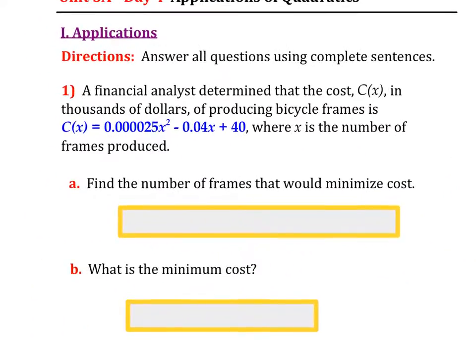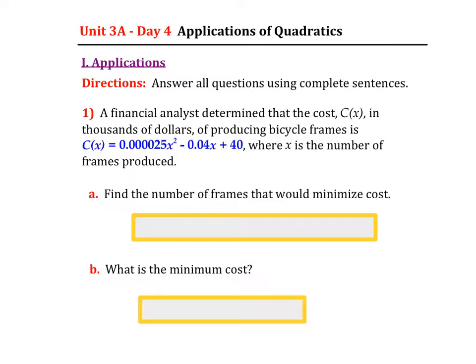All right. First problem. A financial analyst determines that the cost in thousands of dollars. So cost is represented in thousands. So if I get 5, that would be 5,000. Of producing bike frames is given by this equation.